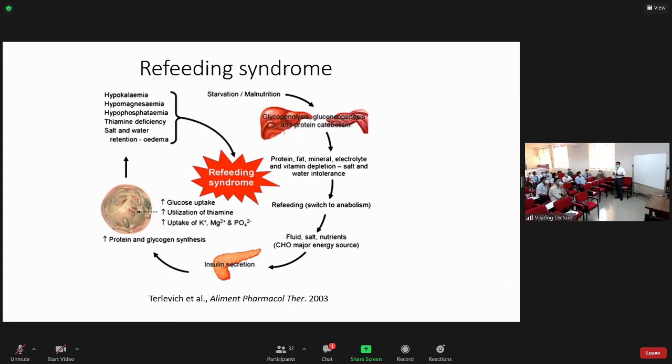So sudden death occurs. This syndrome was first detected after the Second World War. American soldiers who were rescued from the Nazi army had been kept starved for a long period, a few months. Then once they were rescued and fed enthusiastically, most of them died. Then they investigated and detected this refeeding syndrome.